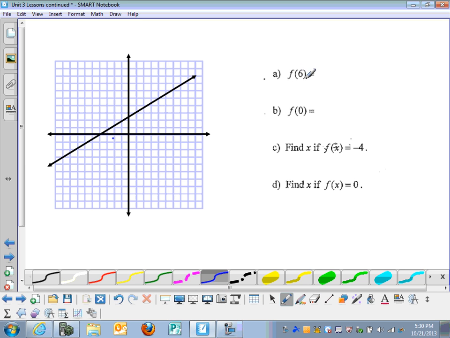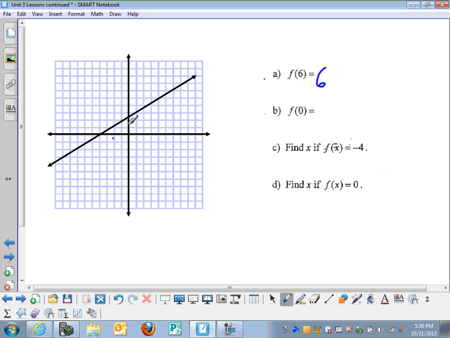F of 6. So when x is 6, y is 1, 2, 3, 4, 5, 6. Y is 6. When x is 0, y is 2. If y is negative 4, 1, 2, 3, 4, then x, I believe, is negative 9. And when y is 0, x is negative 3. So that's reading it from the graph.